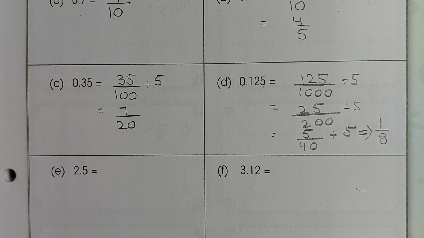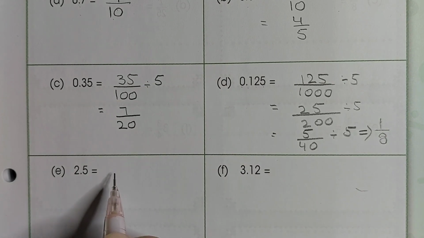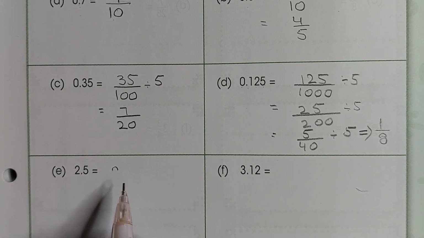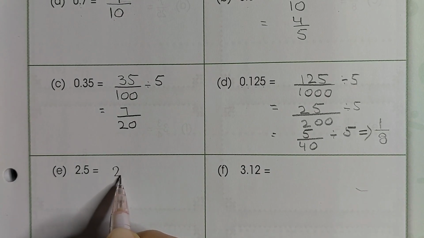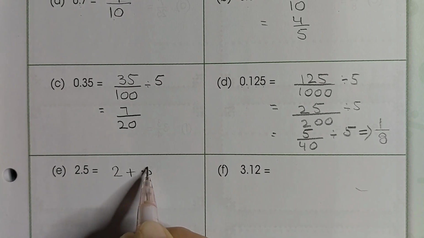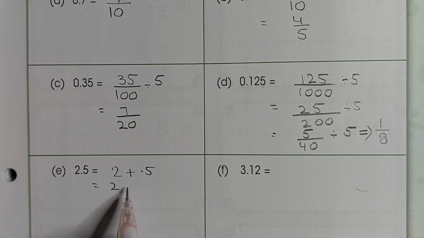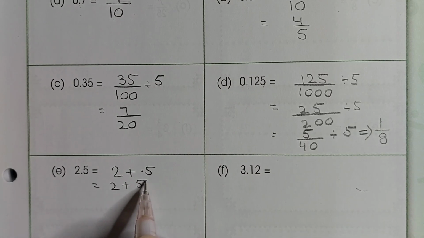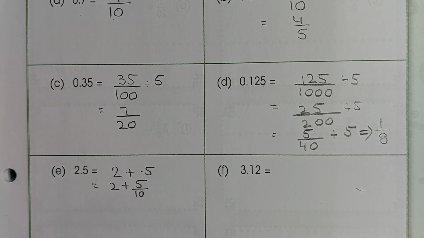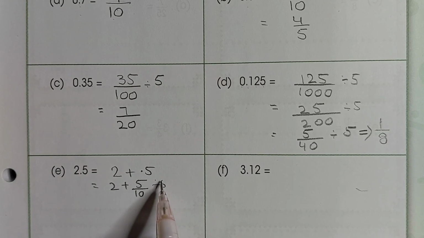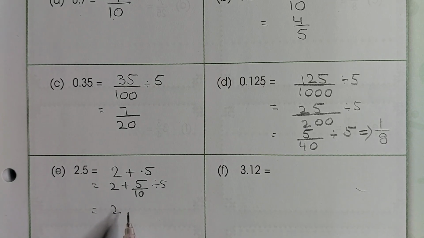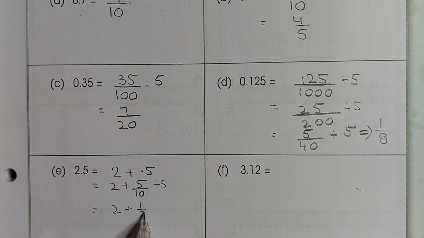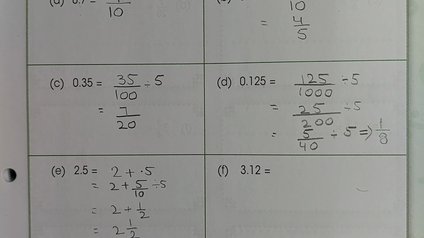So 1 is smaller and 8 is greater, so we won't go for any mixed fraction. Now move on to part E. Part E is 2.5. So first of all we have to separate 2 because 2 is your whole number. 2 plus 0.5. So we will change this 0.5 into a fraction. It will become what? 5 upon 10 because there is one digit after the decimal. So both are divisible by 5. So it will become 2 plus 1 upon 2. So the answer will become 2 whole number 1 upon 2. The mixed fraction for this question is 2 whole number 1 upon 2. Now move on to part F.